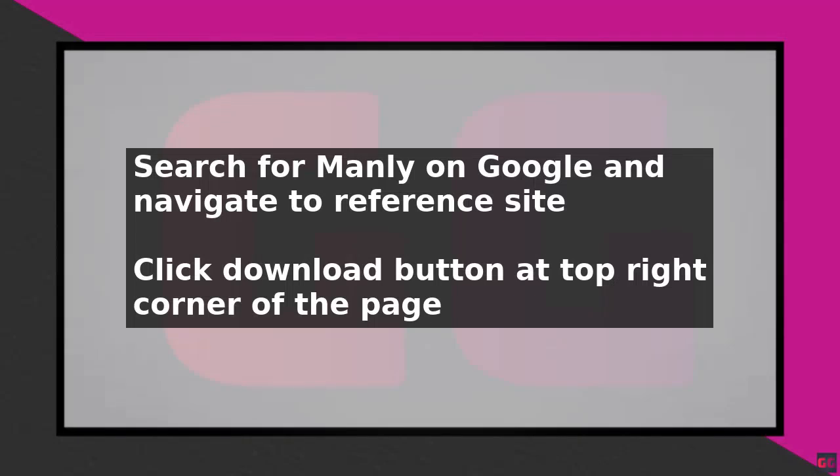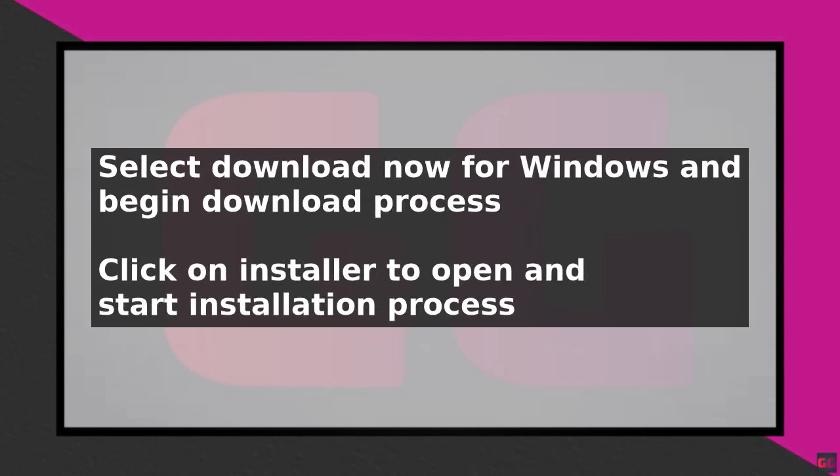To download Mendeley Desktop for Windows 11, start by searching for Mendeley on Google and navigate to the first website, which is a reference management software provider. Click on the site, then locate the download button at the top right corner of the page. Select the Download Now for Windows option, and the download process will begin.